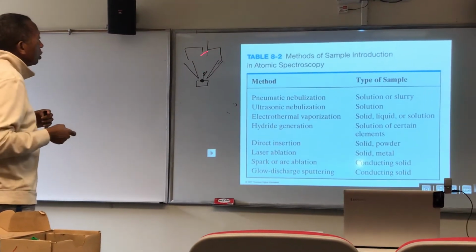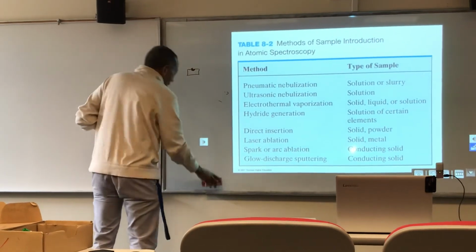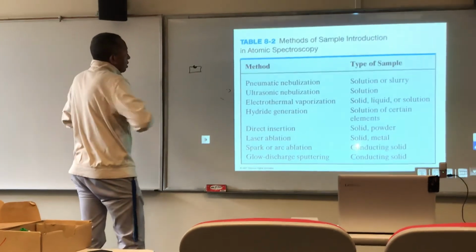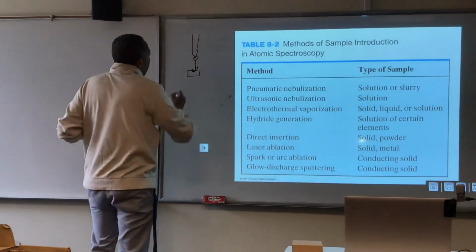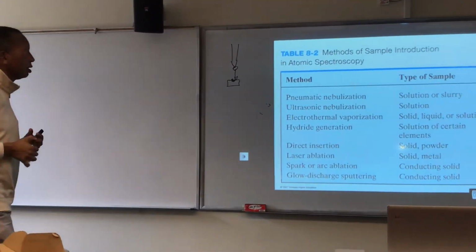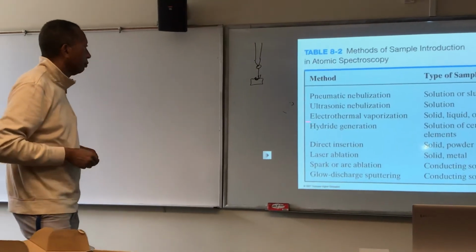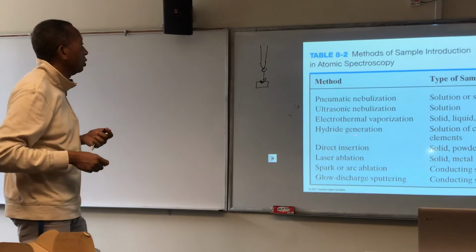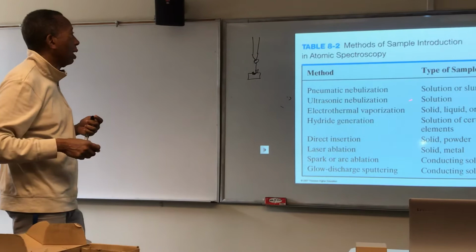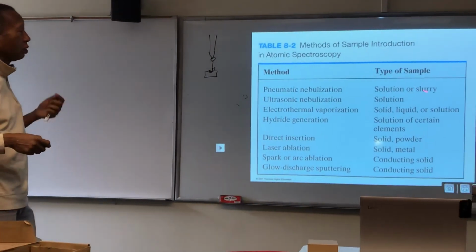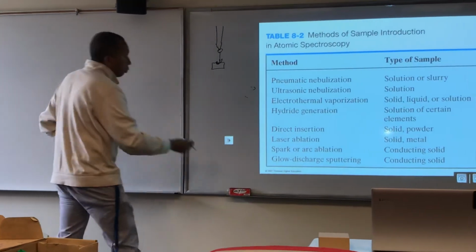Laser ablation is similar to this. It's just that we'll have the sample, and instead of putting a potential across it, we have a laser that provides a sharp, intense laser beam. Again, it vaporizes the sample, and we get a reading. We can use a glow discharge. We looked at electrothermal. We looked at laser. Pneumatic nebulization, which works with a solution or slurry. So we have to think about the outputs.